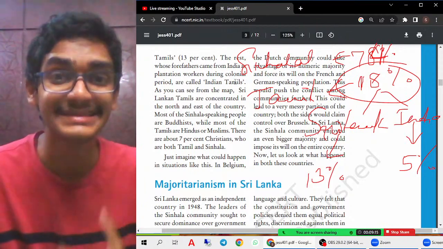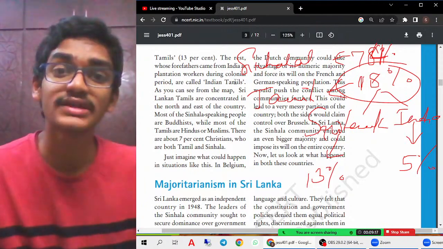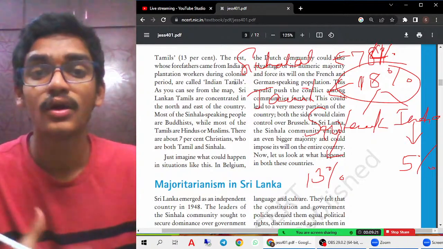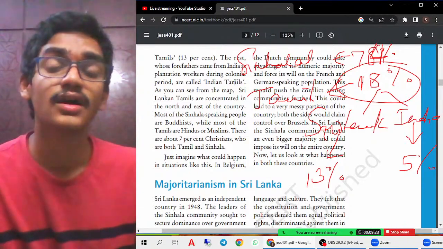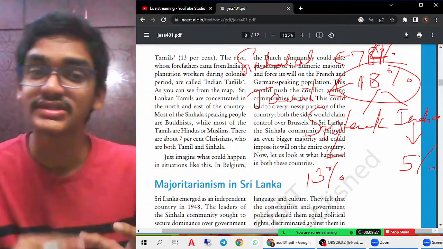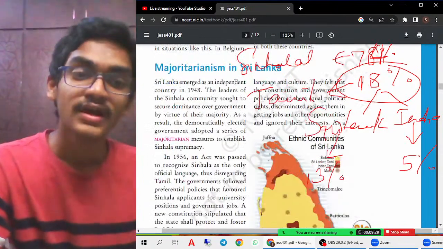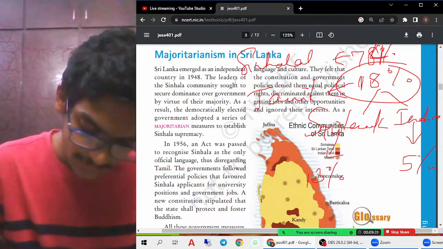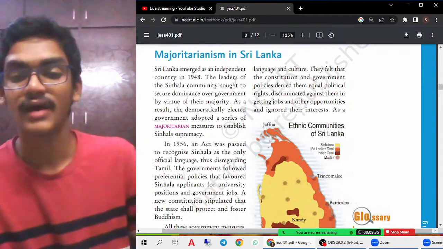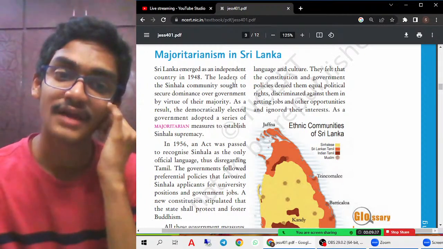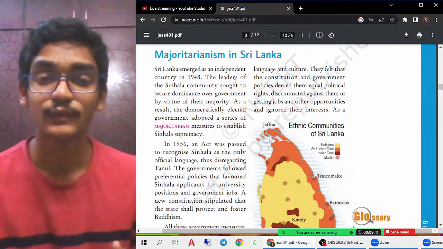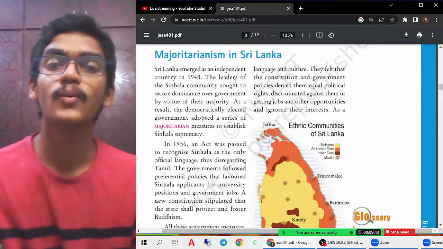But let us try to understand what solution they adopted in order to make sure they are able to treat all the languages, all the people and all the ethnic compositions equally or not. Let us try to understand from this. Okay, so majoritarianism in Sri Lanka. Sri Lanka adopted a majoritarian form of government. This is a kind of government wherein the majority will rule over the minority.